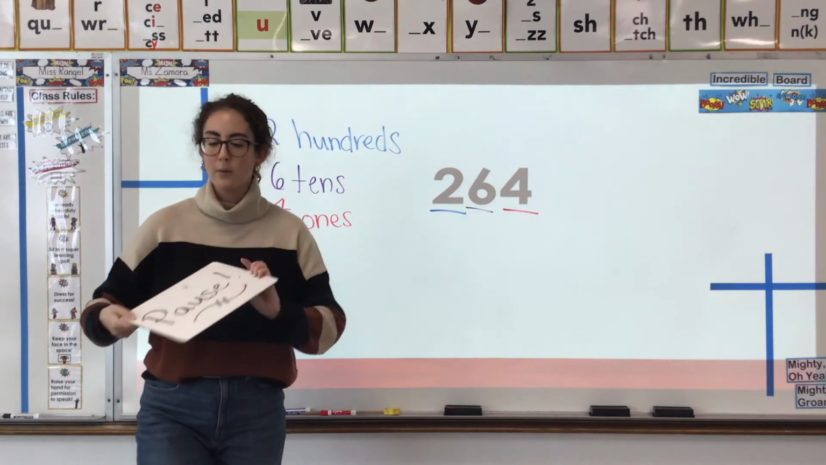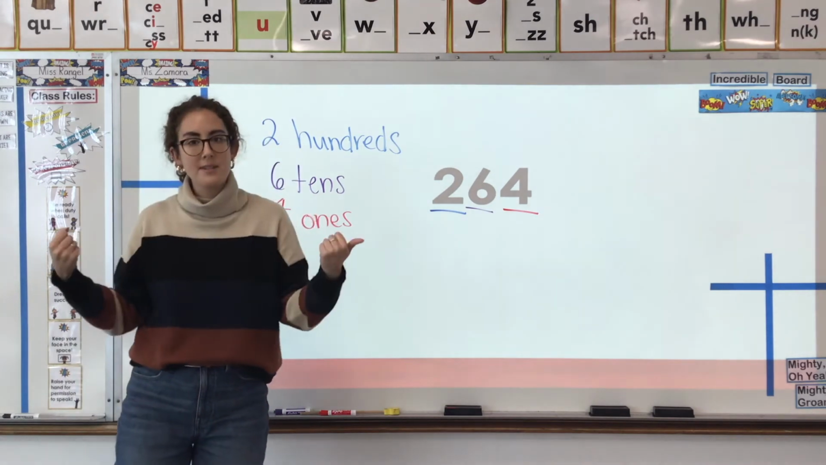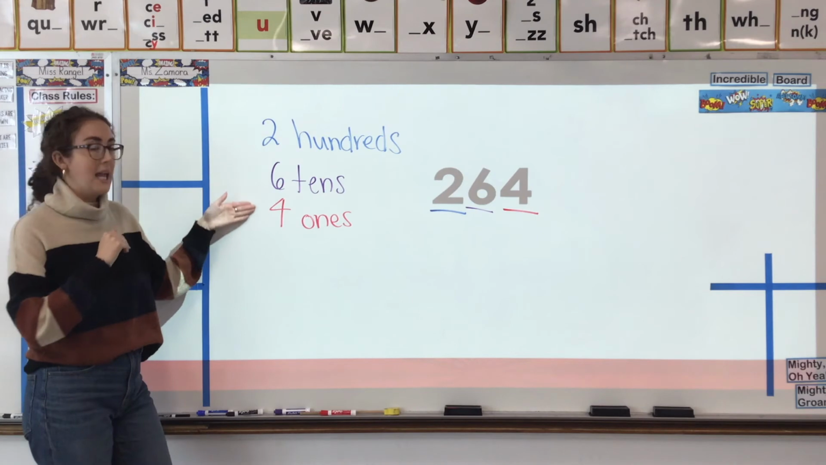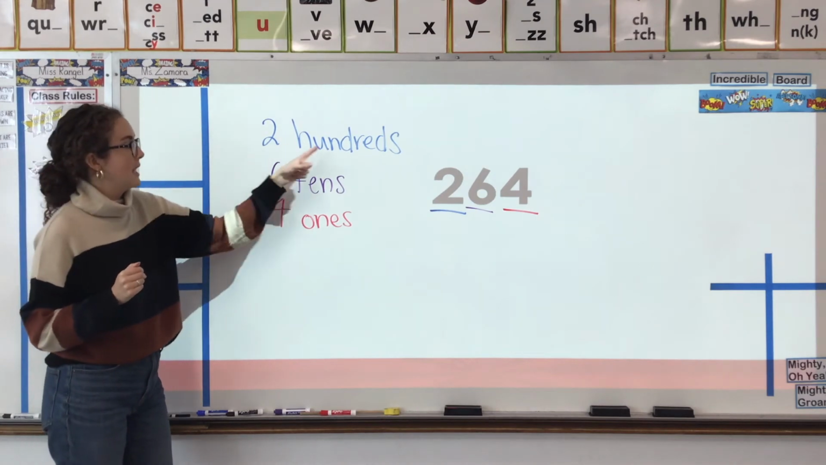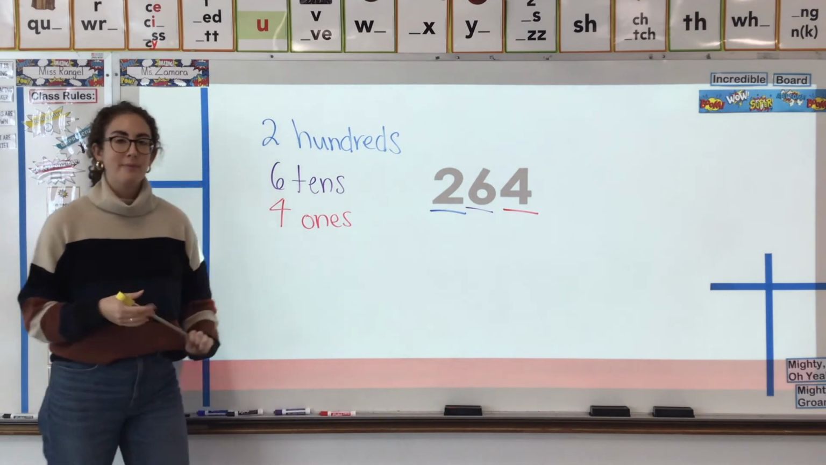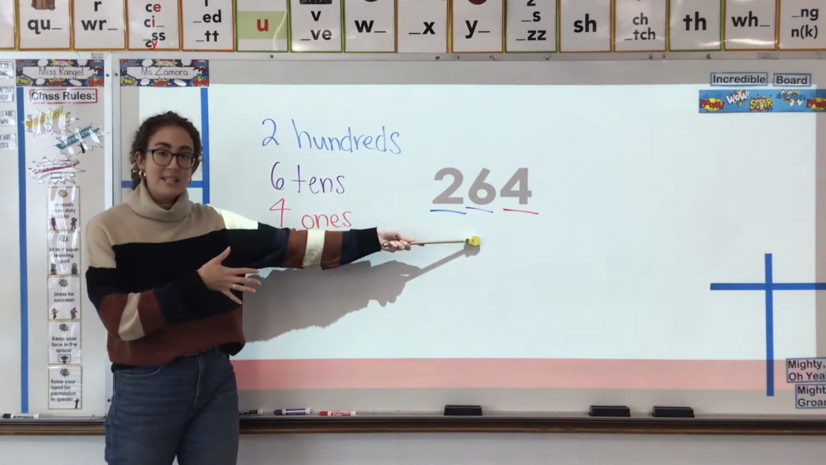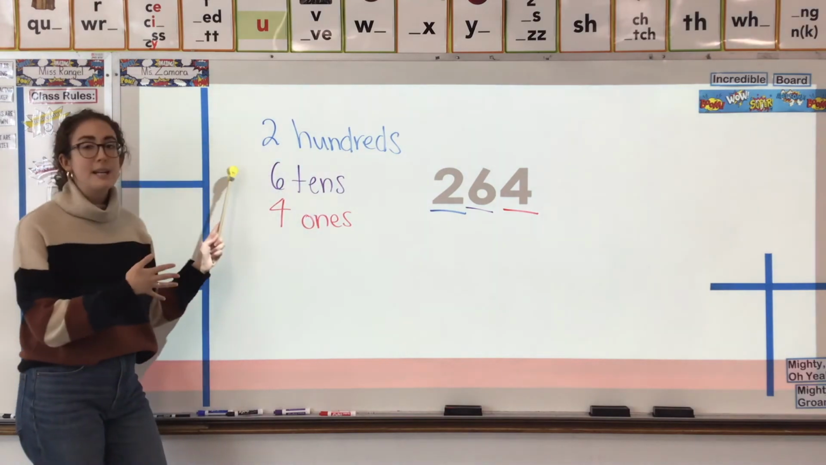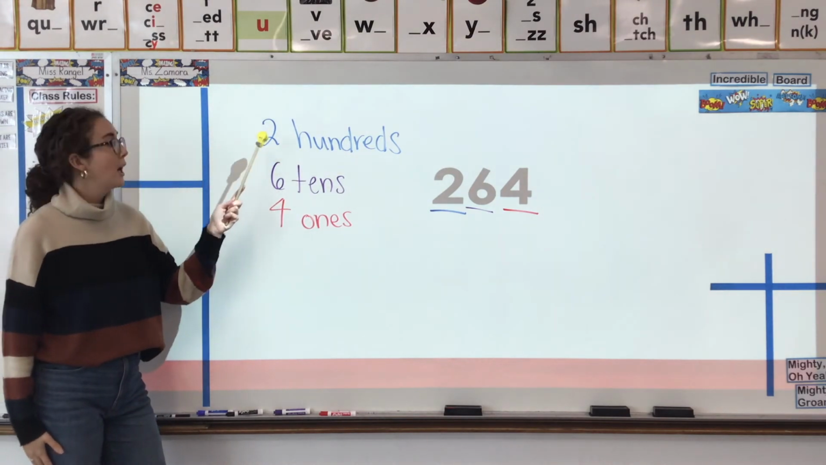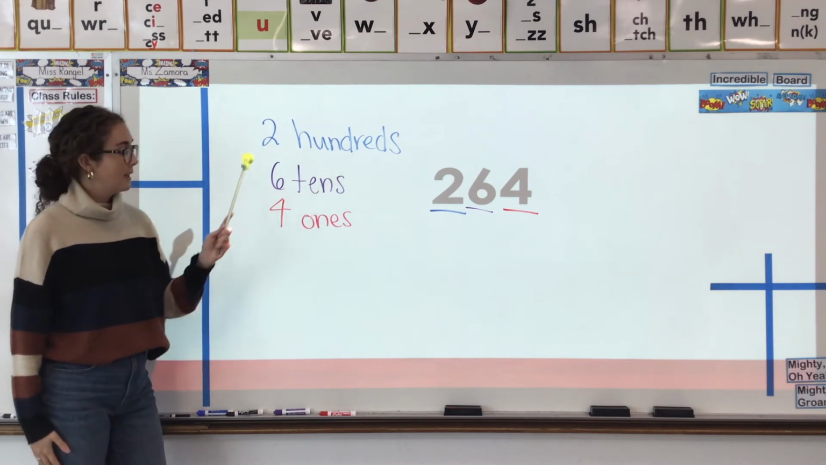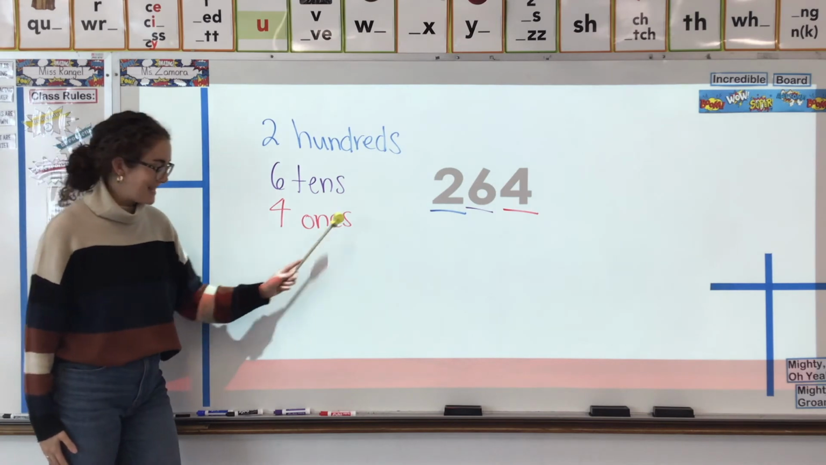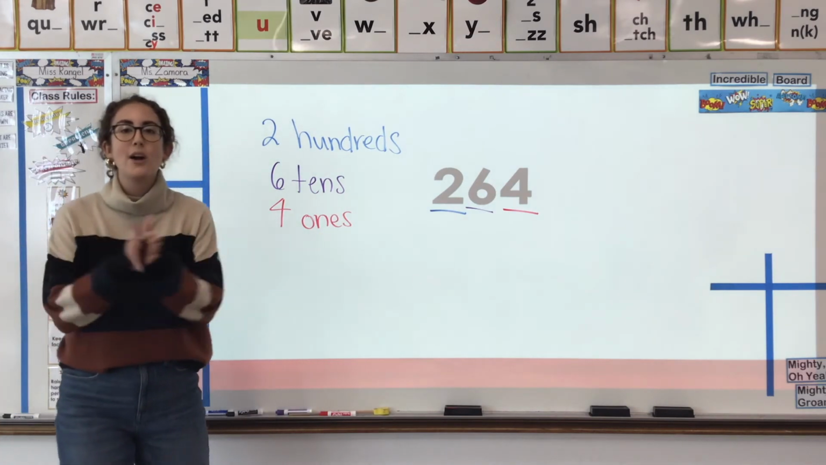Okay, how'd it go? Were you able to break apart this number? Can you check? Do you have the same as me? The same number of groups? Okay, so we were given this number in standard form. Let's read it all together in unit form. Can we read it together? This number is 2 hundreds, 6 tens, 4 ones. Good job, Super Scholars, trying that all on your own.